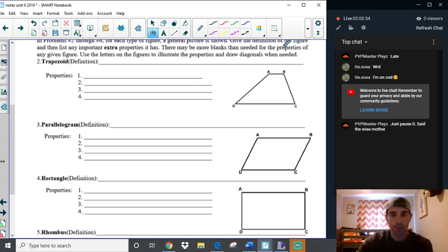So this shape is going to be new for some of us. This is a trapezoid. Again, they're all going to fall under the quadrilateral family, and so we'll look at some of the different rules that go along with them.